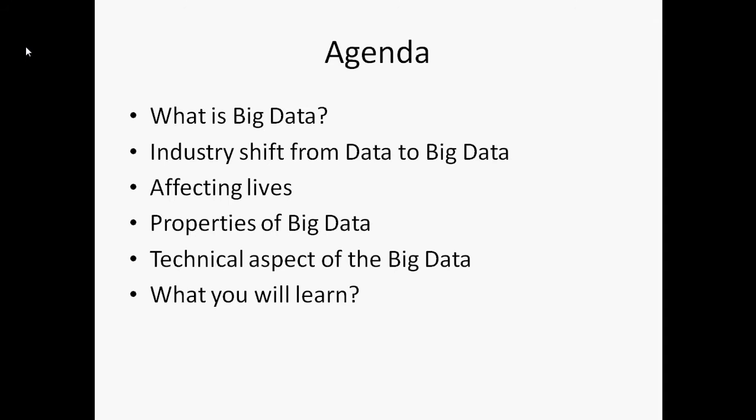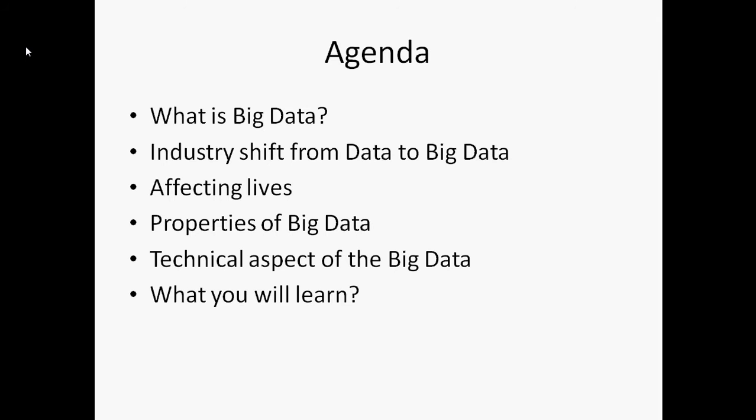After this discussion, we will discuss some real world use cases, so that you will be able to understand the exact problem. And in the technical aspect of big data, we will see how, by use of technology, I can provide a solution to the problems which come under the big data category. So this is the overall agenda of today's discussion, and let's get started with what is big data.